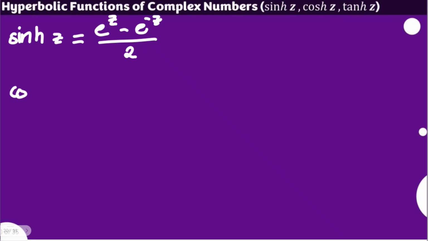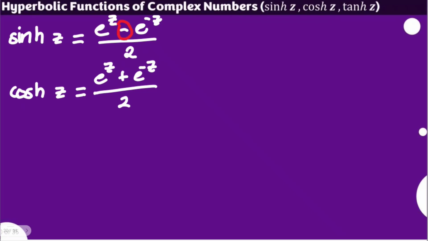Now, for our cosine, specifically the hyperbolic function for cosine z, it is given as another function equivalent to e to the power of z plus e to the power of negative z, all over 2. The only difference is that for our hyperbolic sine function, we use the difference of the two terms, but for our hyperbolic cosine, it's actually plus.